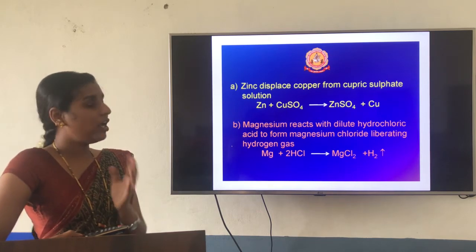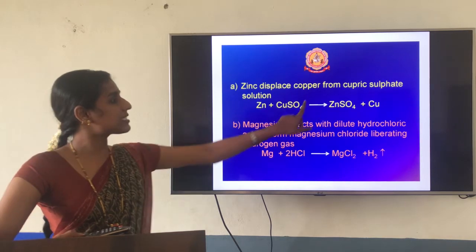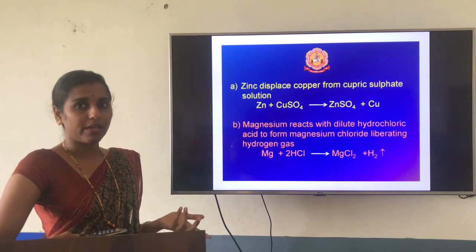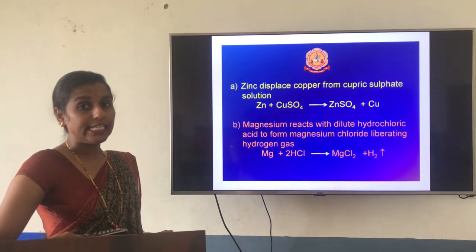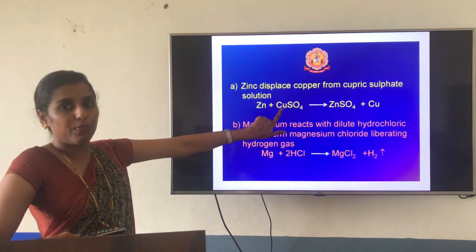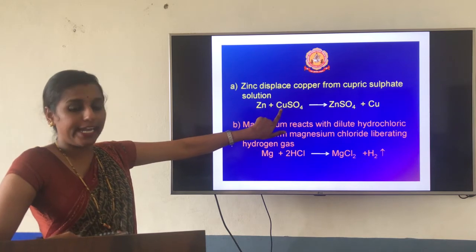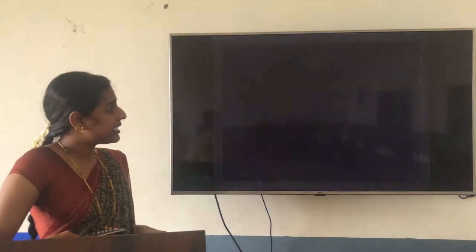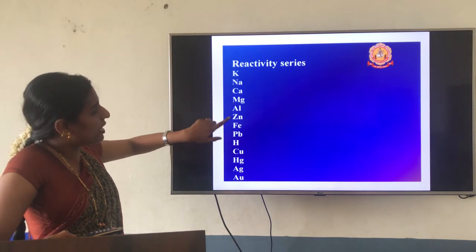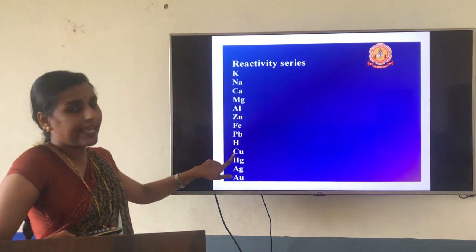What is that? Your blue color solution has turned into green. Why? Because zinc sulfate is formed. What is the color of zinc sulfate? That is nothing but green. So why is it so? Because zinc will displace copper. Zinc can displace copper. Why is it possible? When you go with the reactivity series, zinc as well as copper, if you consider, zinc is highly reactive. So this can displace copper.